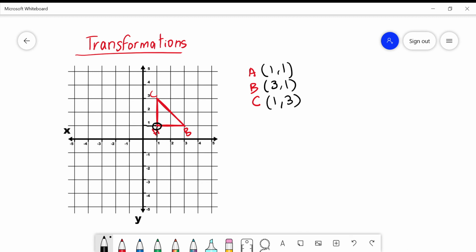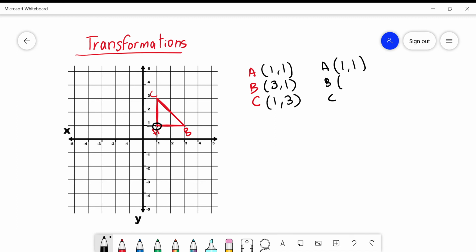The next step is to swap the coordinates. X becomes Y and Y becomes X, despite their signs. A, B, C. The X and Y of point A is 1, 1. That means they will stay the same even if they are swapped: 1, 1. The point B, the X is 3 and the Y is 1.